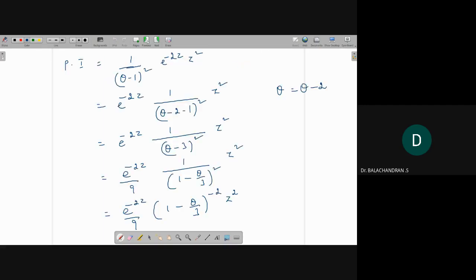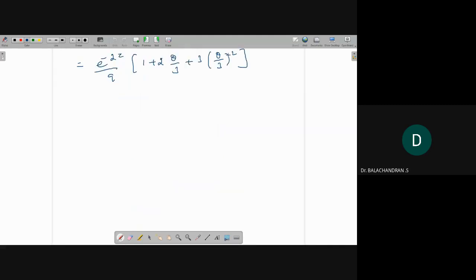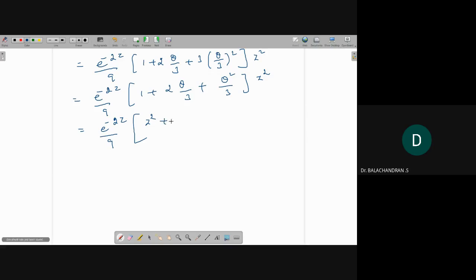But here you have z square only, so that's why I'll stop up to x square here. That is theta by 3 whole square is enough. E power minus 2z by 9, 1 plus 2 theta by 3 plus theta square by 3, 3 square have 3, so 3 into z square. Okay, now this is equal to e power minus 2z by 9 into z square, 1 into z square plus 2 by 3 theta of z square is 2z. To differentiate twice, you'll get 2 by 3.